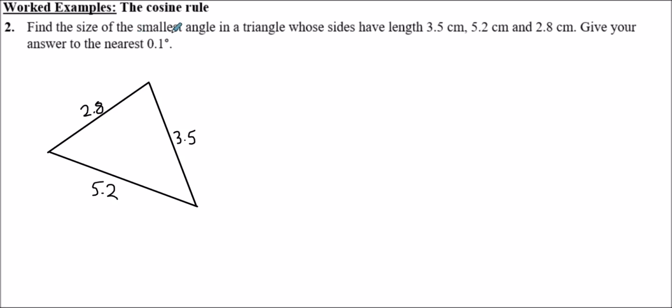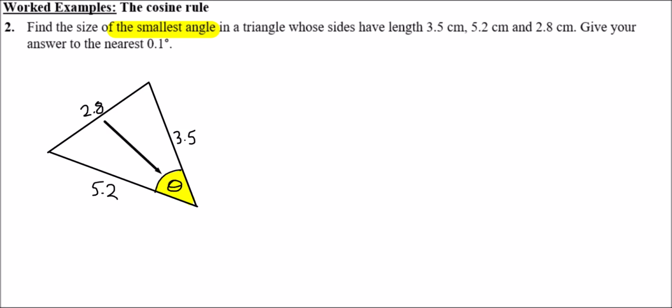The smallest angle, remember from warm-up question 3, will always be opposite the shortest side. So for this one, the shortest side is 2.8, and so the smallest angle is going to be opposite this shortest side. In other words, this one here, which I'm going to call theta, that's going to be the smallest angle because it's opposite the shortest side. 2.8 is shorter than 3.5 and is definitely shorter than 5.2. So we're going to try and find theta here.